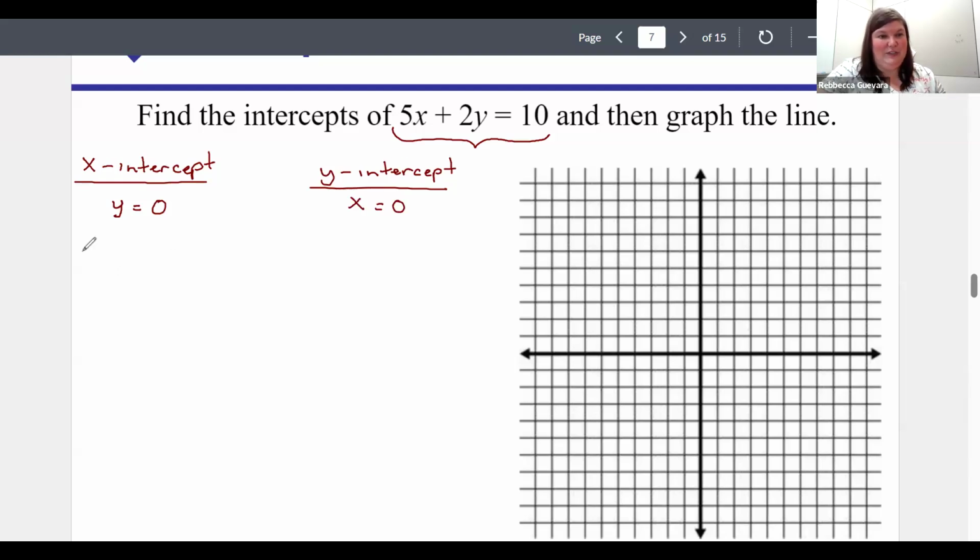So we'll take our equation here. 5x plus 2, well, not y now, but 0 equals 10. So we're going to be left with 5x equals 10. And x is just going to be equal to 2 then. So we have an ordered pair where x is 2 and y is 0.